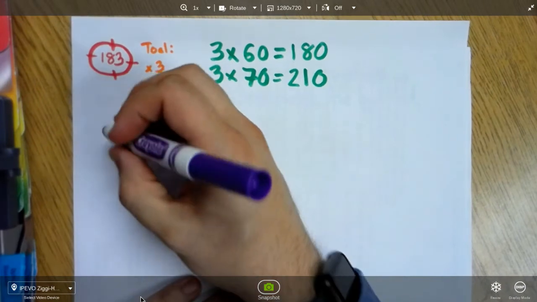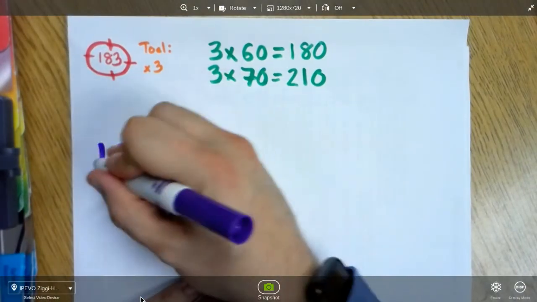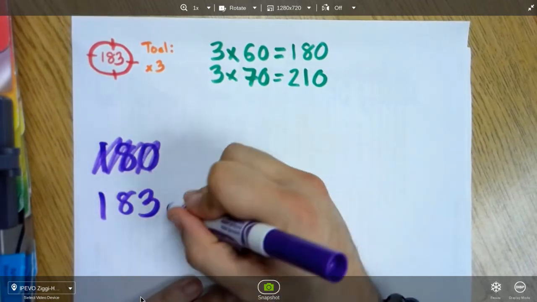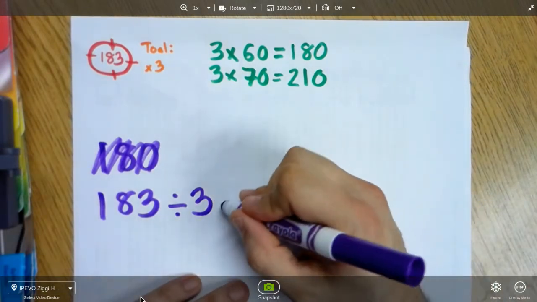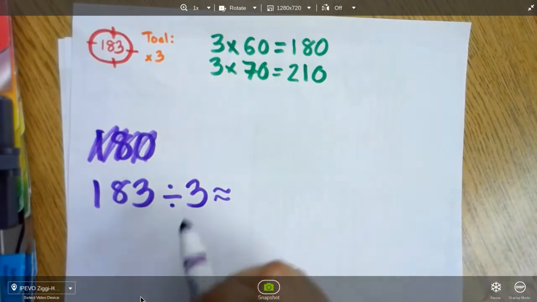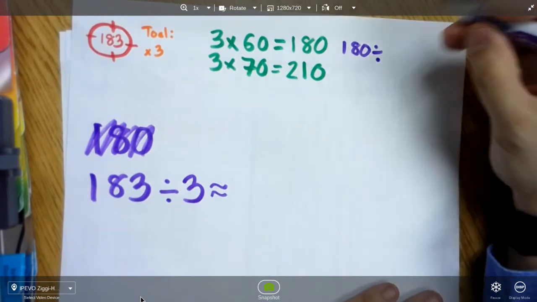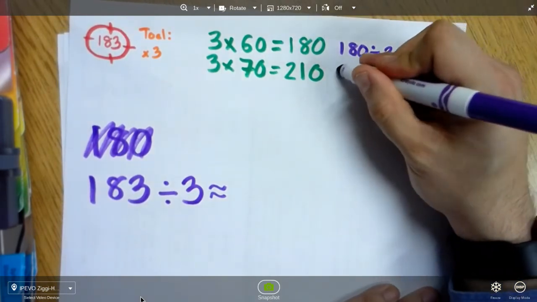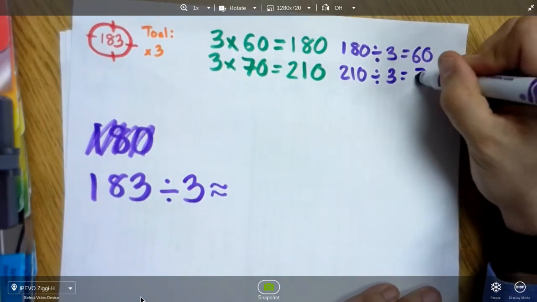Let's say, again, someone came to me and they asked me, what does 183 divided by 3 approximately equal? Let's get a number that's too high, and let's get a number that's too low, and then let's get an estimate. So if I rewrite these, 180 divided by 3 equals 60. 210 divided by 3 equals 70.